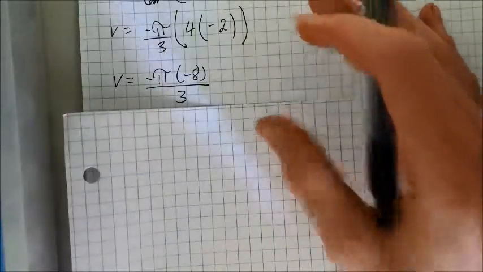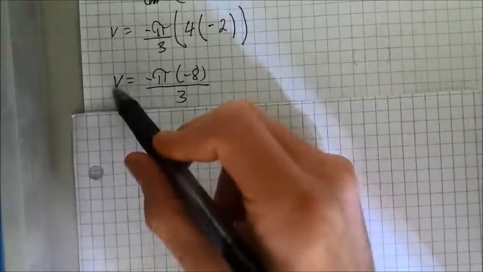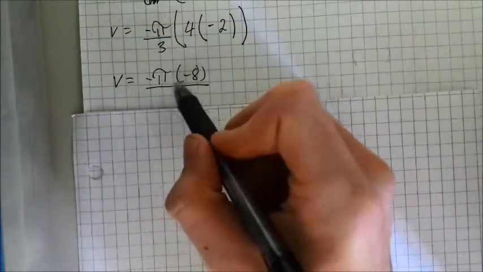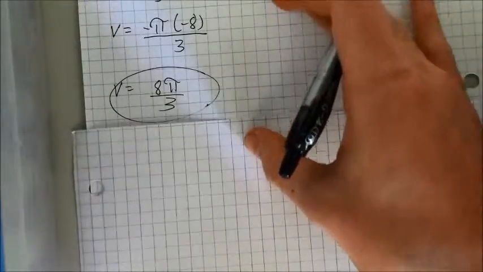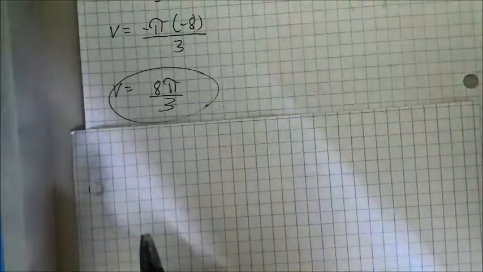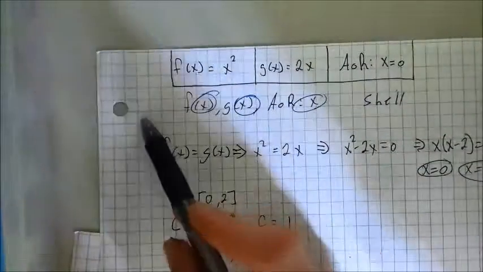And here I'm taking it one baby step at a time just to make sure that I can follow. V equals negative pi times 4 times negative 2, over 3. So the only thing left is to cancel our negatives and we're done. We have 8 pi over 3, and that is the volume of the object of revolution of this.